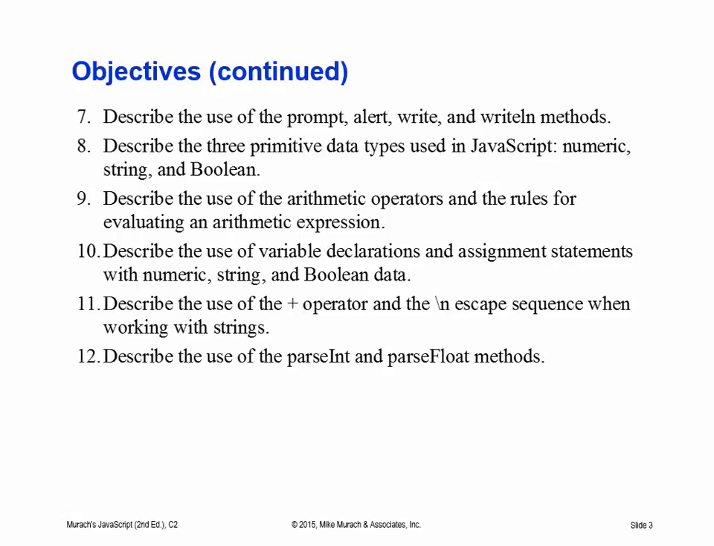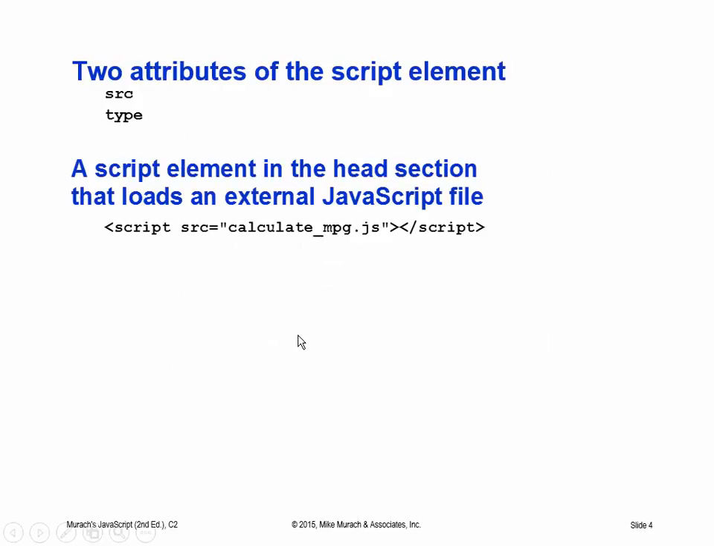Describe the use of the prompt, alert, write, and writeLine methods. Describe the 3 primitive data types used in JavaScript, in other words, numeric, string, and Boolean. Describe the use of the arithmetic operators and the rules for evaluating an arithmetic expression. Describe the use of variable declarations and assignment statements with numeric, string, and Boolean data. Describe the use of the plus operator and the \n escape sequence when working with strings. Describe the use of parseInt and parseFloat.